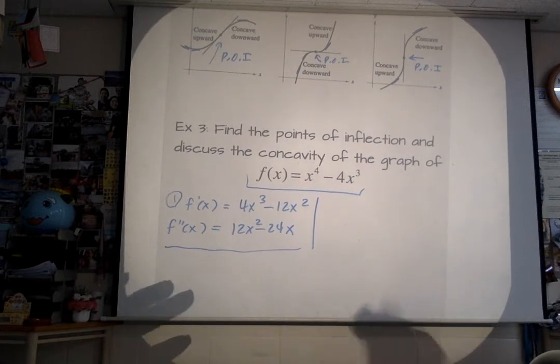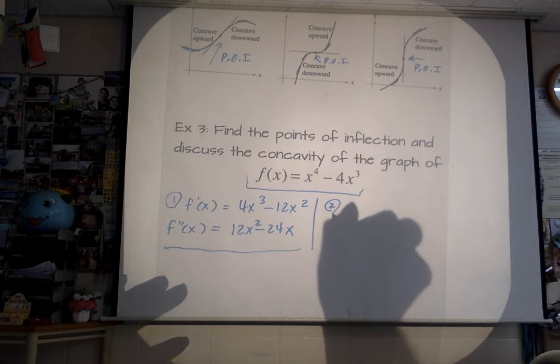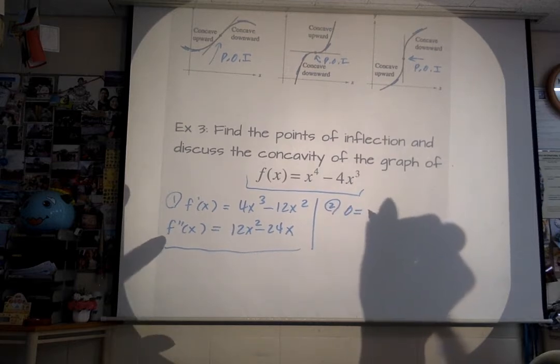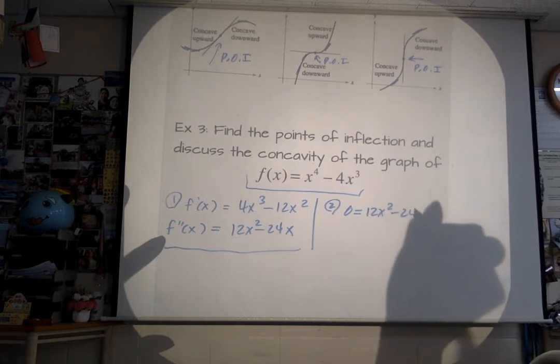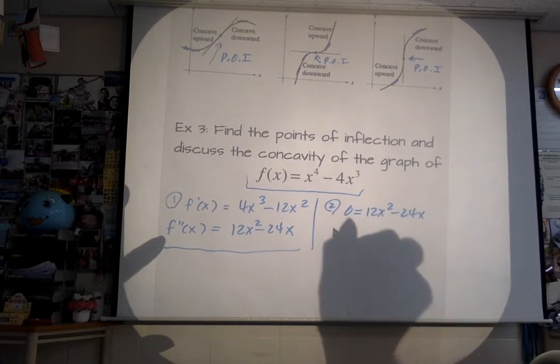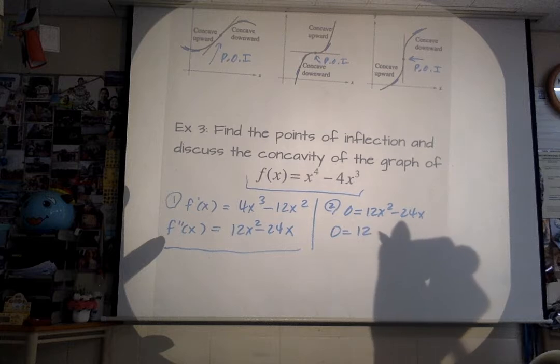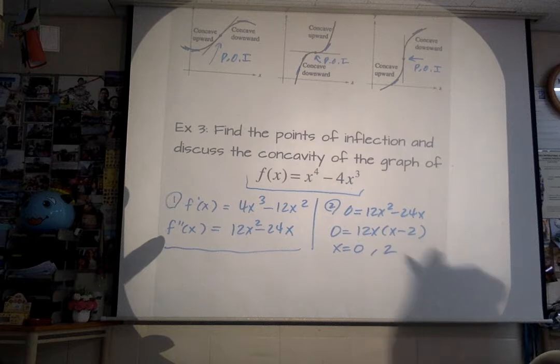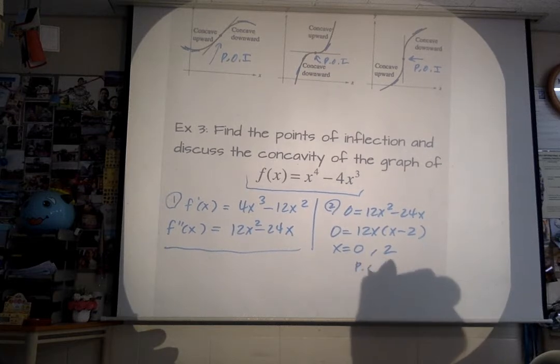Now let's try to find where our point of inflection is. That's when 0 is equal to f double prime of x, which is 12x squared minus 24x. I like to solve it this way so I don't lose any roots. Make sure you solve it this way. So you got x equals 0 and x equals 2. So our points of inflection are these 2 points here.